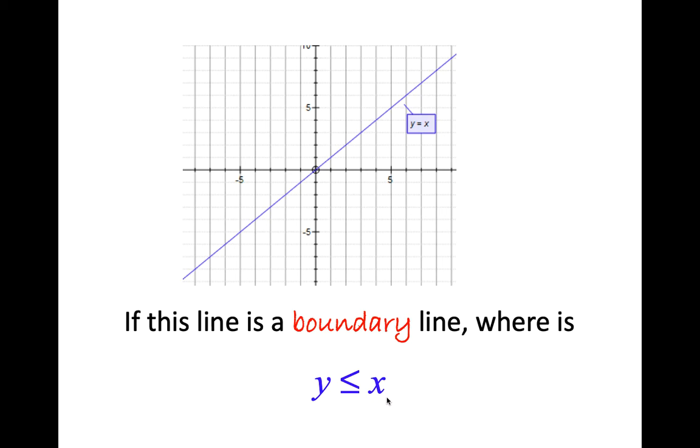Now, if we consider this equation, y is equal to x, as a boundary line that is dividing this particular coordinate plane into two regions, you have the triangle on top and the triangle on the bottom. So if this is the boundary line using that equation, then where would we actually shade to be able to show that y is less than or equal to this boundary line x?